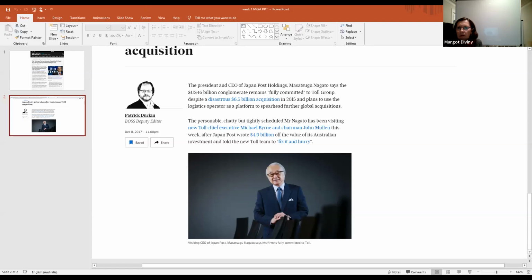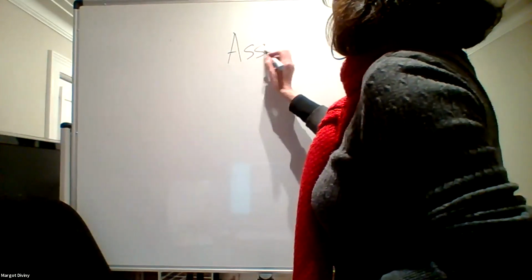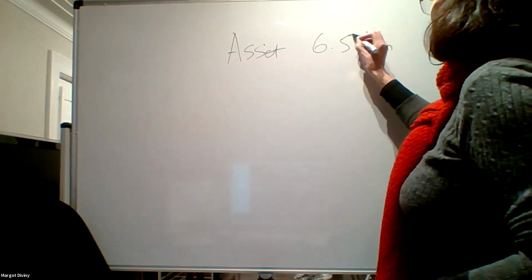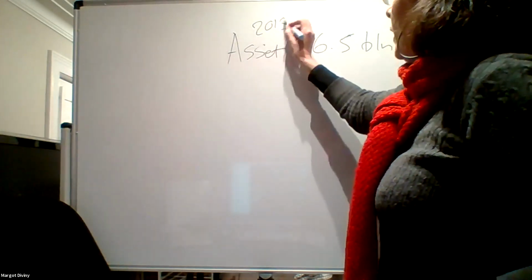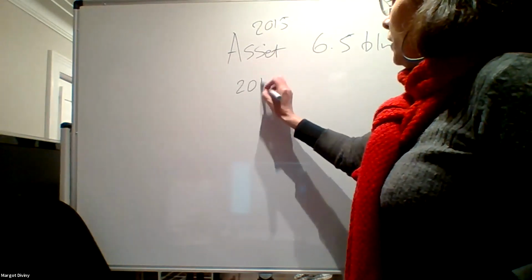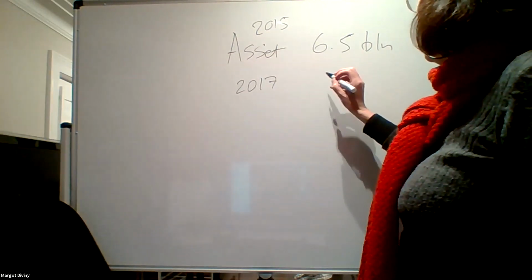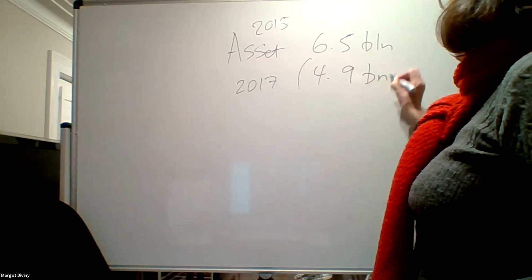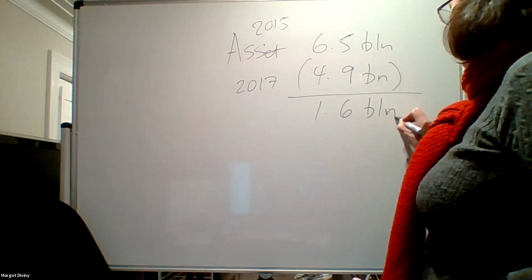So I'm just going to stop sharing for a second so you can see the board. So what that meant for, let's just do the Japan Post one. They had an asset that they bought for $6.5 billion, right? That's Australian dollars. And that was in 2015. And two years later, they realized that, what did they impair it by? It was like 4.9 or something, I think. They realized that they'd overpaid by 4.9 billion. So it was actually only worth about 1.6 billion, right?